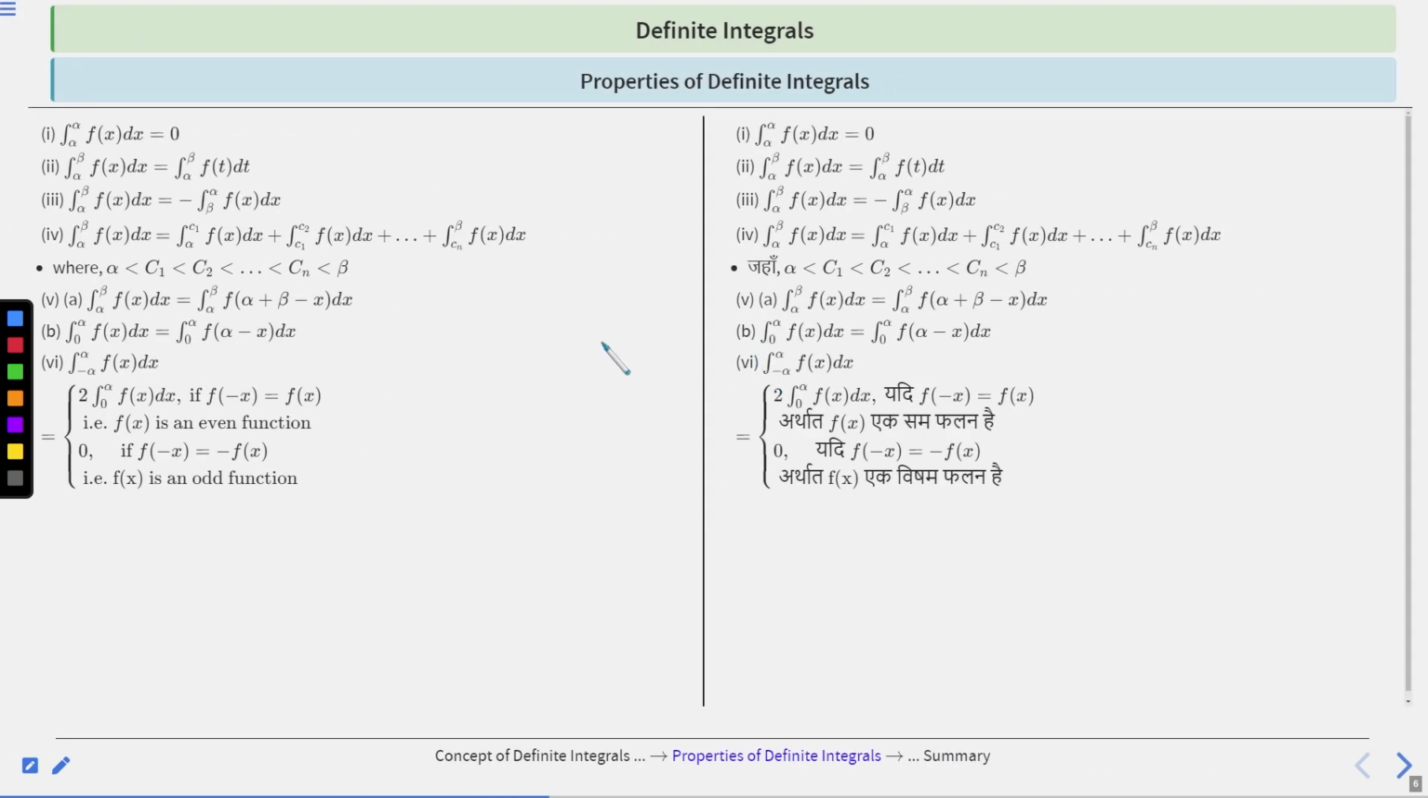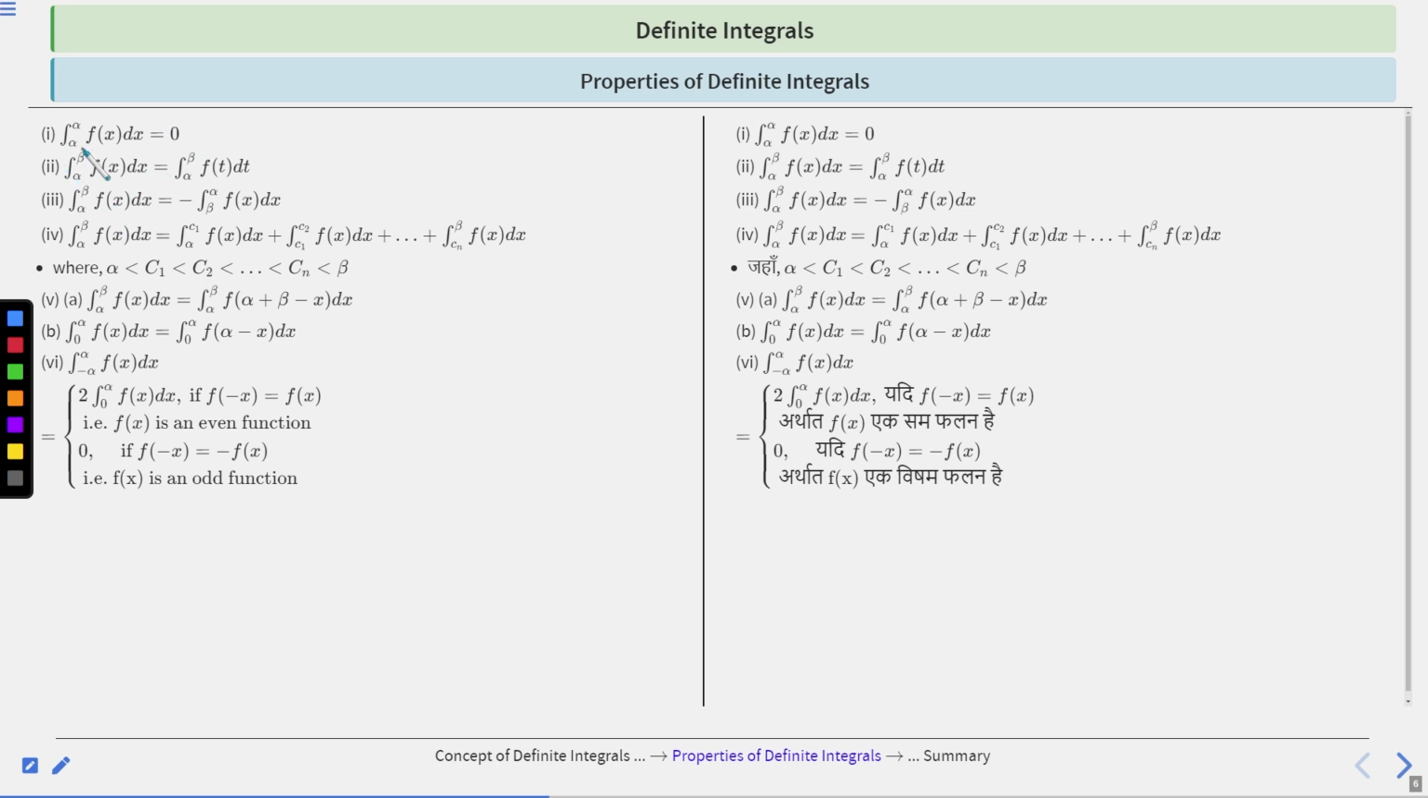Next is properties of definite integrals. So let's start with the properties of definite integrals. Property 1: integration of alpha to alpha f(x) dx is equal to 0. Alpha to alpha means we have to integrate from one place to that particular place only. We are not moving, so the area under the curve will be 0. Therefore, integration of f(x) dx from alpha to alpha is equal to 0.